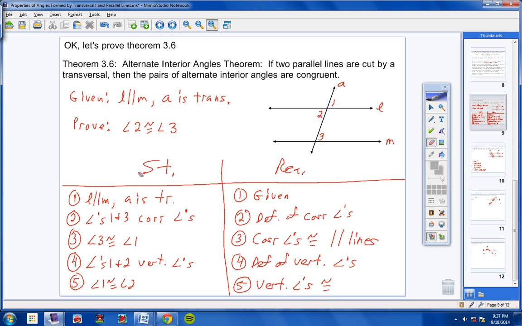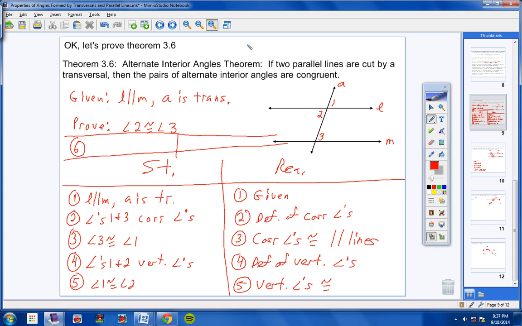And now, let me put it up here. We'll put step 6 up here. So here's step 6 right up here. Look at this. Look at step 3. Angle 3 is congruent to angle 1. And look at step 5. Angle 1 is congruent to angle 2.